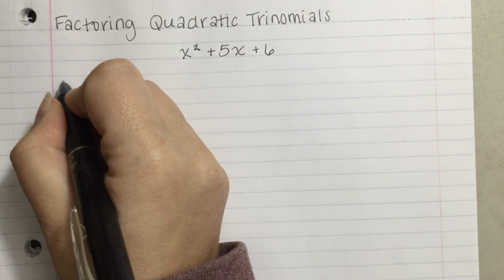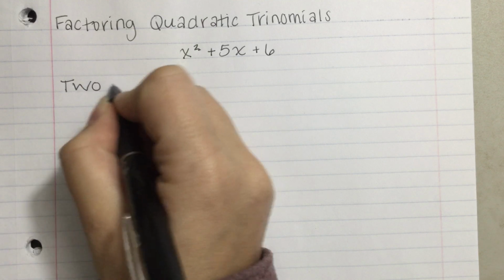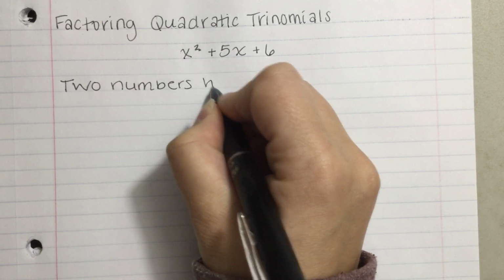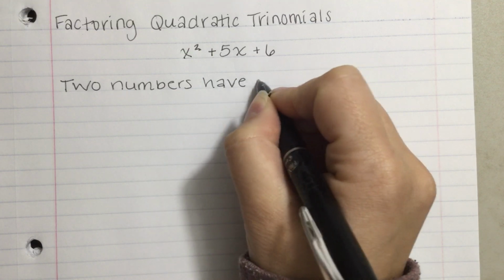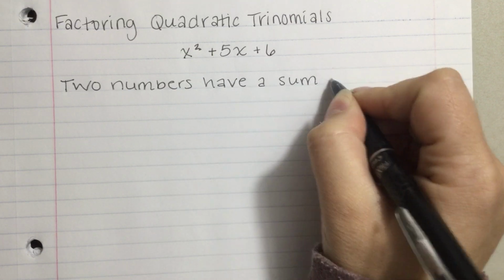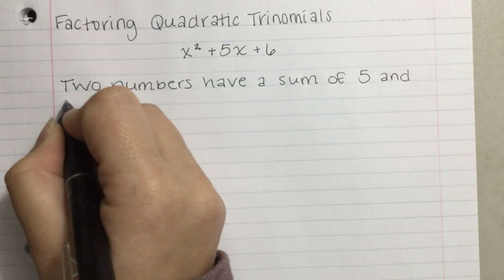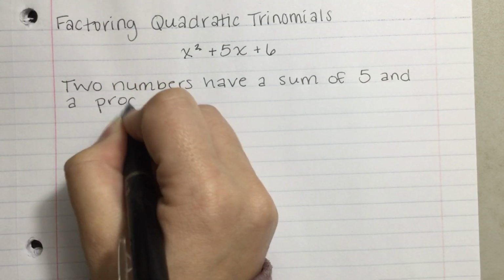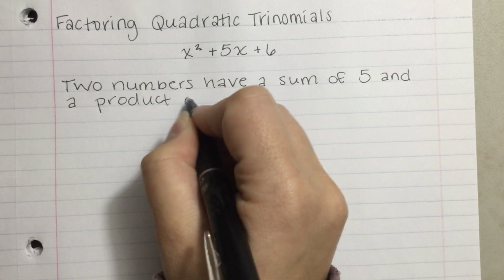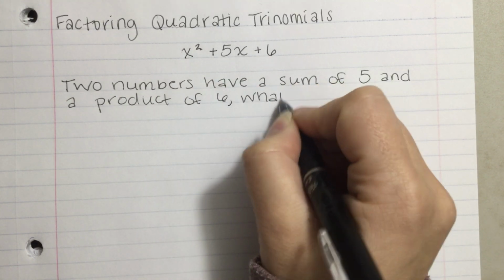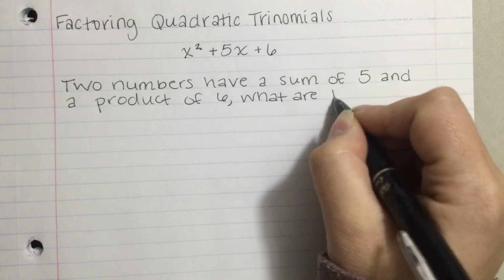question: two numbers have a sum of 5 and a product of 6. What are they?